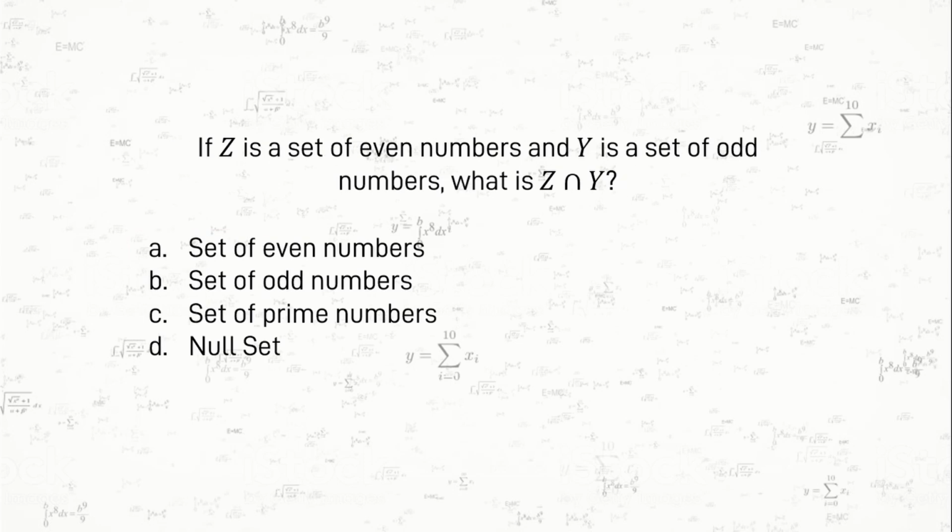Next question. If Z is a set of even numbers and Y is a set of odd numbers, what is Z intersection Y? A. Set of even numbers. B. Set of odd numbers. C. Set of prime numbers. Or D. Null set.